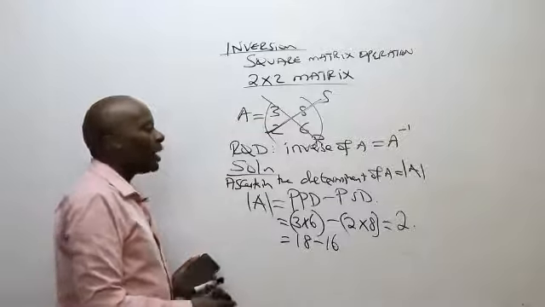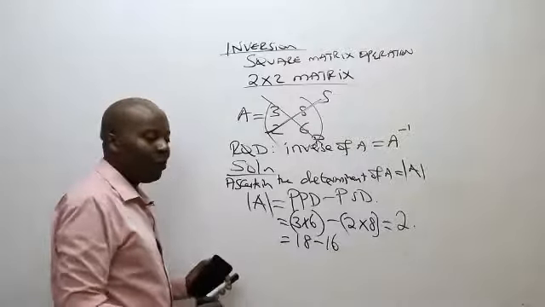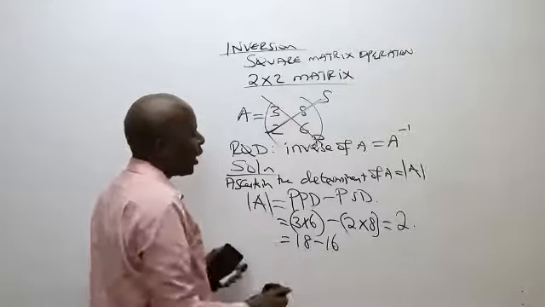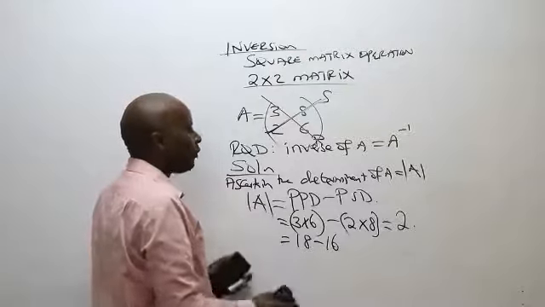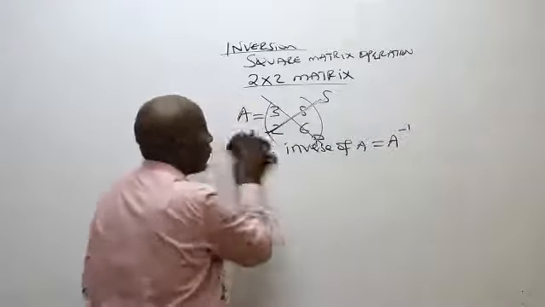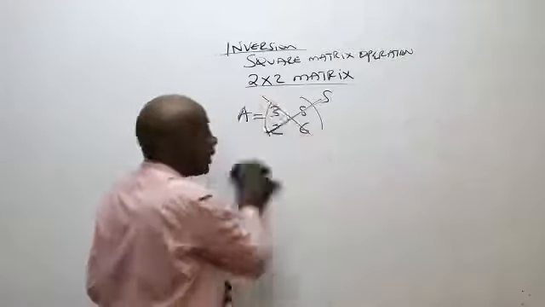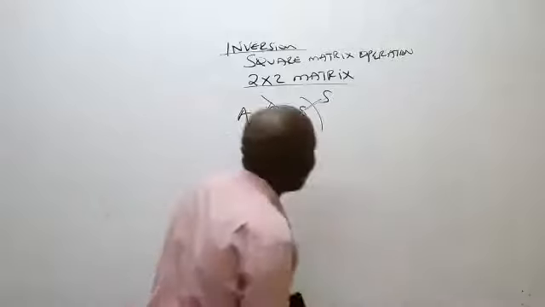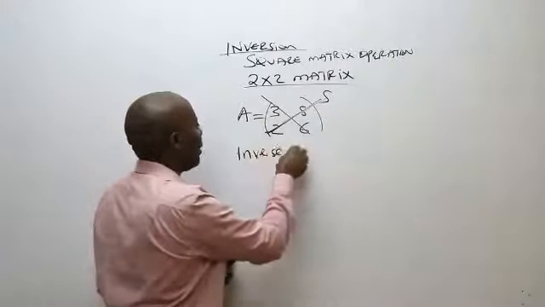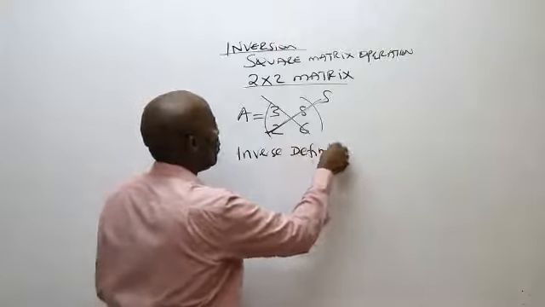Having gotten the determinant of A, ladies and gentlemen, now we'll be able to engage the second gear. The second gear, which is the second step of inversion, is to define the inverse. So go ahead and define the inverse.